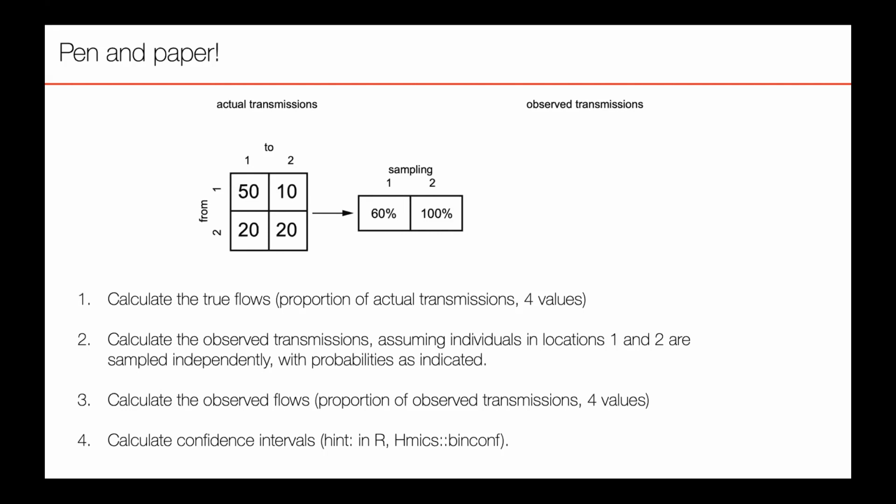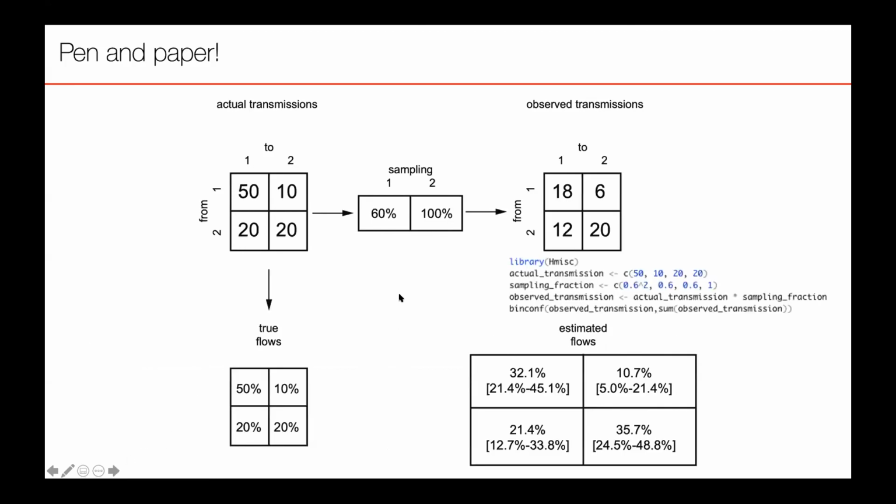So we have a 2x2 matrix of numbers of the observed transmissions. And if we calculate those as a proportion, we just add them up and divide each of them by the total, which I think is about 56 or something. So you can calculate the estimated proportions, something like that.